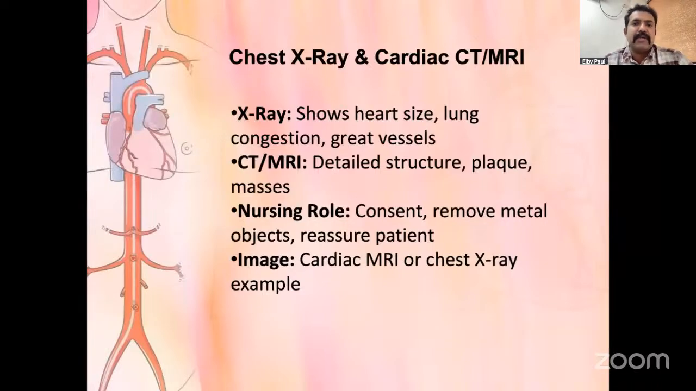Chest X-ray and cardiac CT, MRI. Chest X-ray shows the heart size, if there is any cardiomegaly, lung congestion, or great vessels, any kind of aorta abnormalities, something like that. CT, MRI give detailed structure, plaque, masses. If you go for an angio CT or angio MRI, we can get details about the plaque and masses.